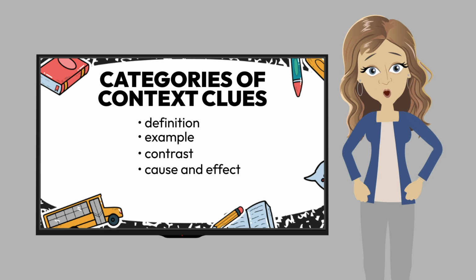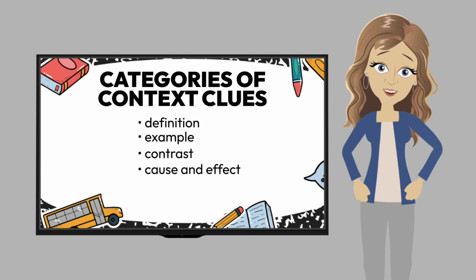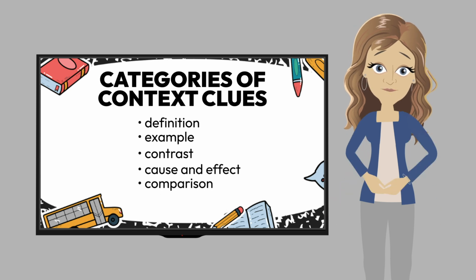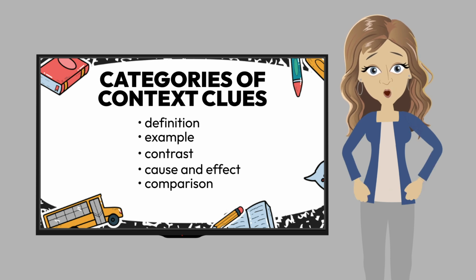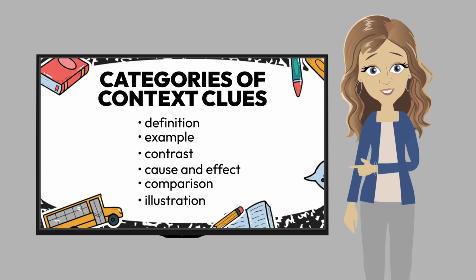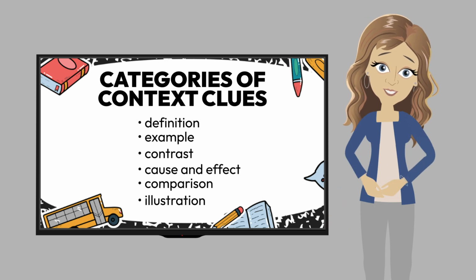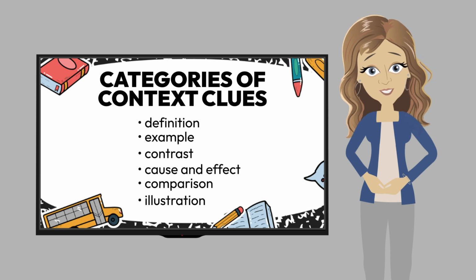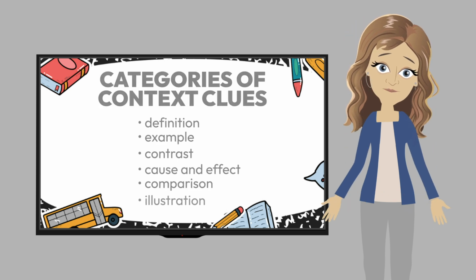Cause and effect clues show a relationship between something that occurs in the text. Comparison involves the author comparing the word with something else in the text. And the last category of context clues is illustration, which draws the reader to the illustrations for a deeper look. We want students to decode the word that is on the page, and if they do not know the meaning of the word, to then look for clues, so they can attach meaning to the oral equivalent of the word.